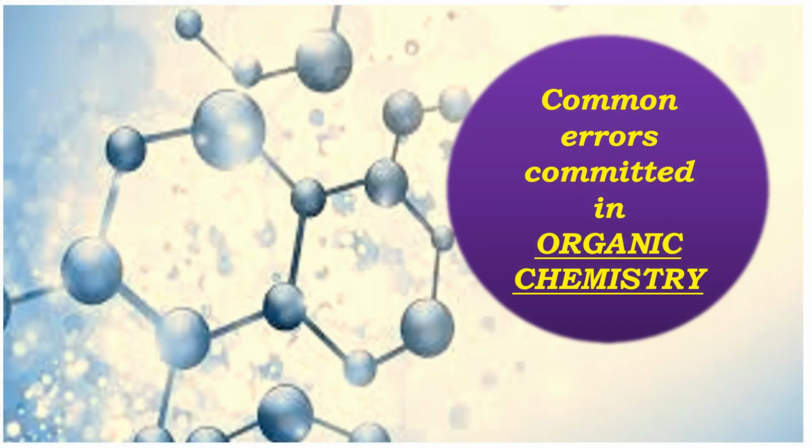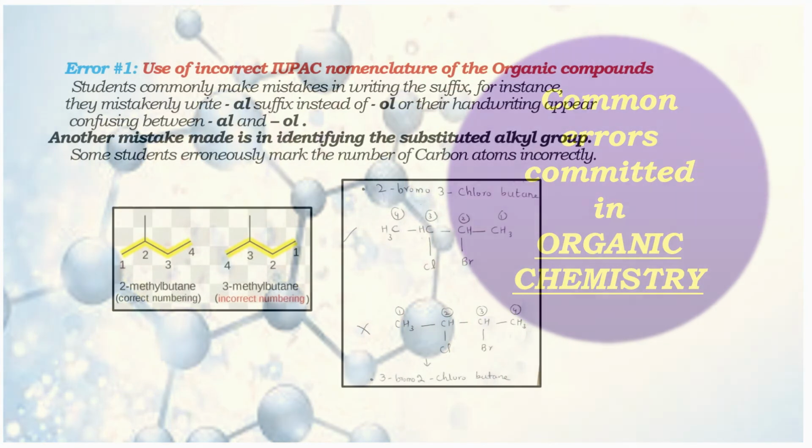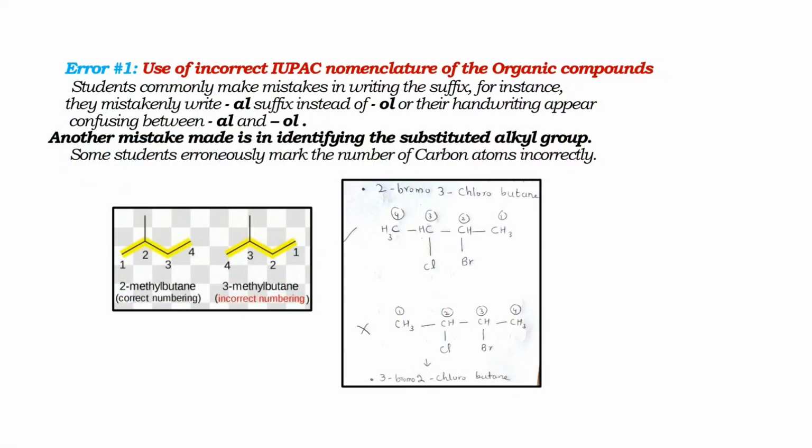Common errors committed in organic chemistry. Error number 1. Use of incorrect IUPAC nomenclature of the organic compounds. Students commonly make mistakes in writing the suffixes. For instance, they mistakenly write the AL suffix instead of OL, or their handwriting appears confusing between AL and OL.